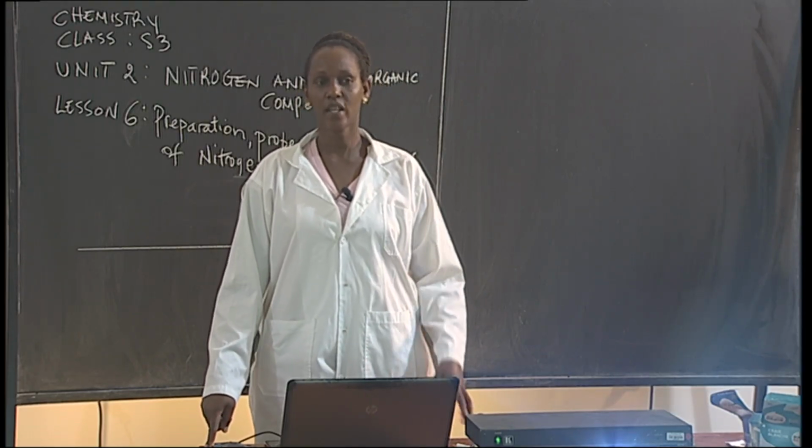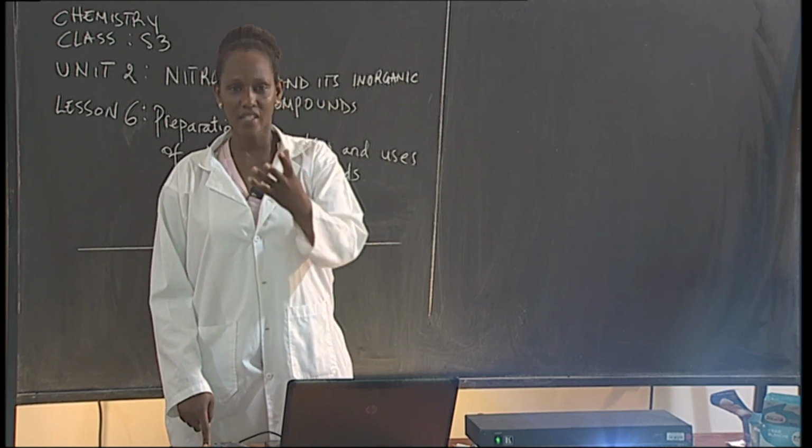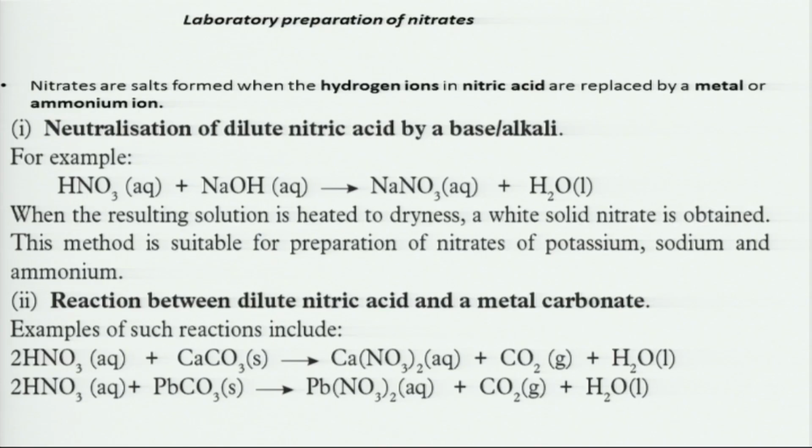All right? So let's start, and if you're ready with a book and a pen, let's look at nitrates. We start by looking at the laboratory preparation of nitrates. So what are nitrates? Nitrates are salts which are formed when the hydrogen ion in nitric acid is replaced by a metal or ammonium ion. I repeat this.